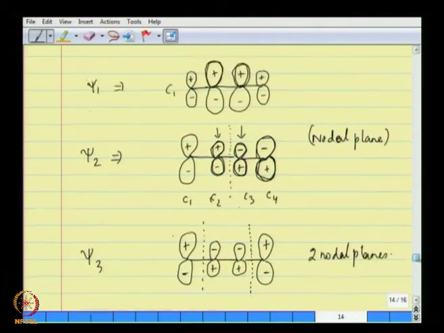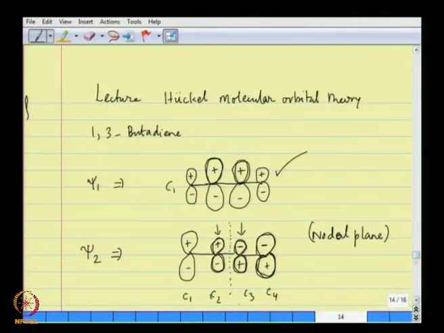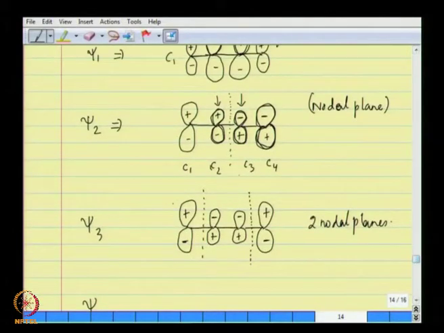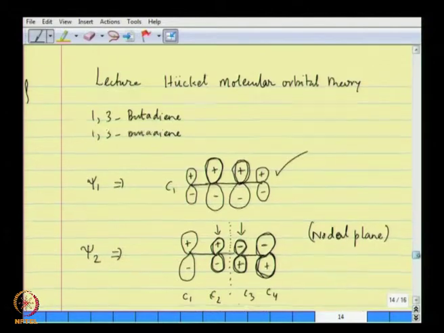So it sort of tells you that this is clearly bonding. This is less bonding, there is a nodal plane, but still the carbon densities are such that there is a symmetry of the electron density, reflected from the middle of the C1, C2, C3, C4 chain. But what about psi 4?